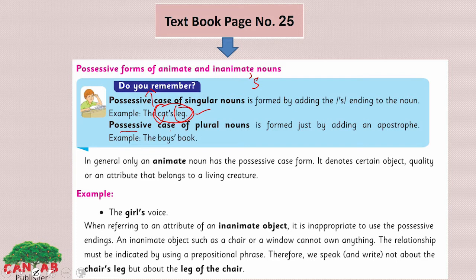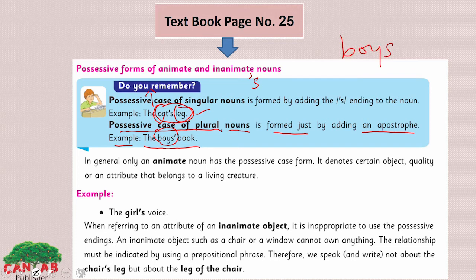Now look at the possessive case of plural nouns here. I hope you are familiar with the singular and plural. Singular refers to one thing and plural refers to more than one thing. Plural noun is formed just by adding an apostrophe. Example, the boys' book. Here the boys are more than one. It can be 3 boys, 2 boys, 4 boys. It's not mentioned here, but here the boys are plural.